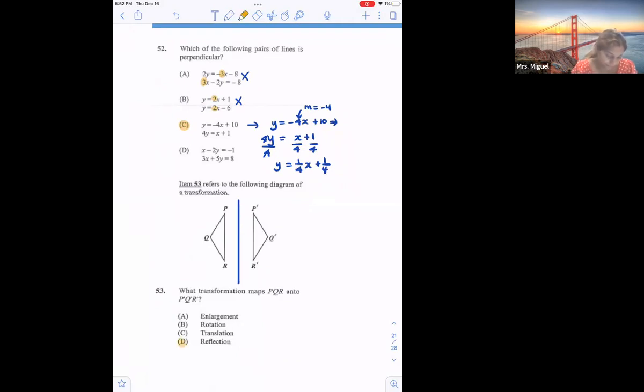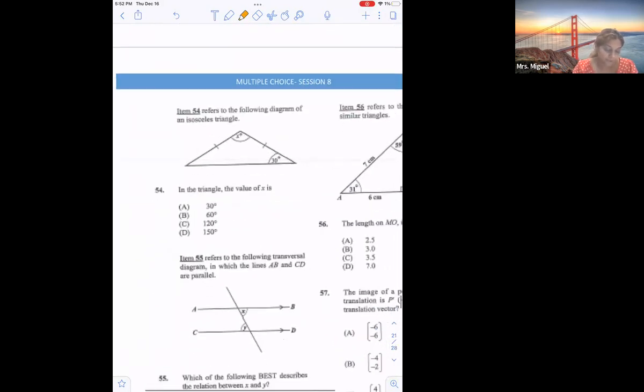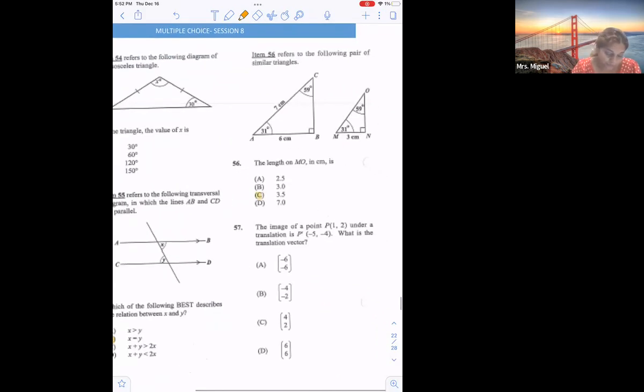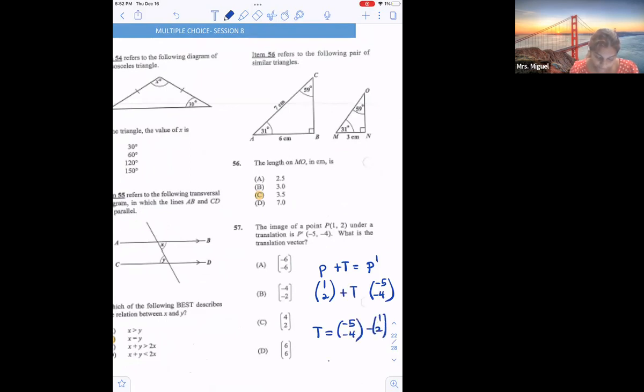This is a reflection. 54, 120. We did that. This one, x equal to y. That is a repeat. This is 3.5. P is the coordinates 1, 2. P prime is -5, -4. We want the translation. So T is -5, -4 minus 1, 2. So here we will get -6, -6. The answer A.